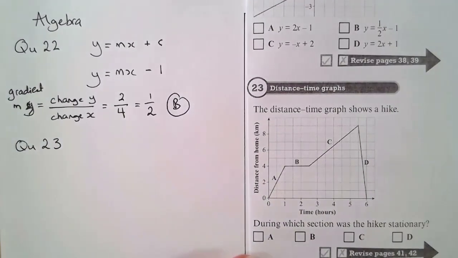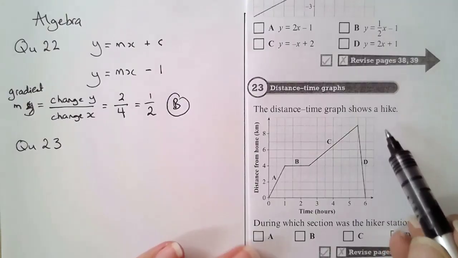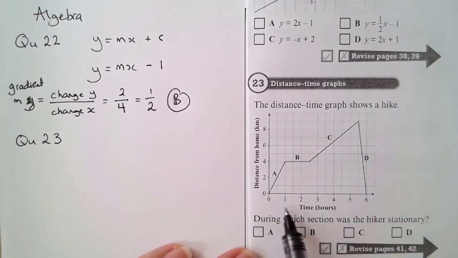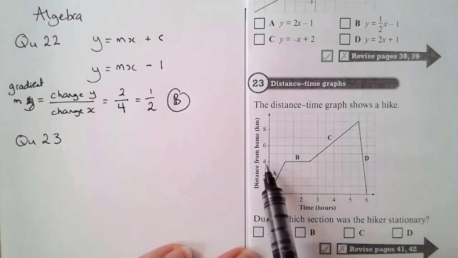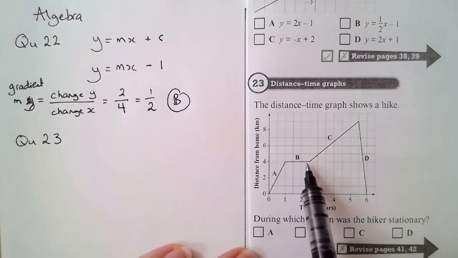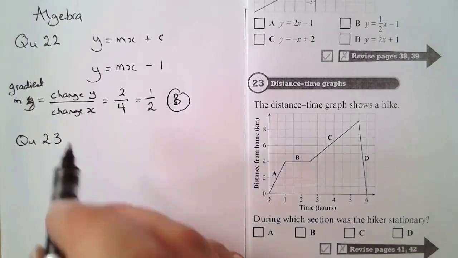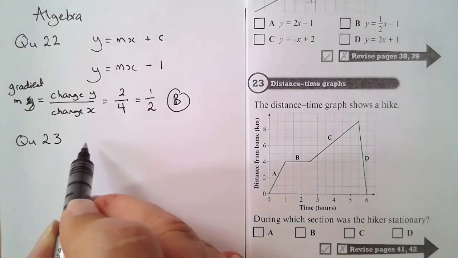Question 23. A distance-time graph shows a hike. This is the distance from home. This is the time. During which section was the hiker stationary? They're stationary when they do not move any further or any nearer from home. So this is the bit that they are stationary. It is B.